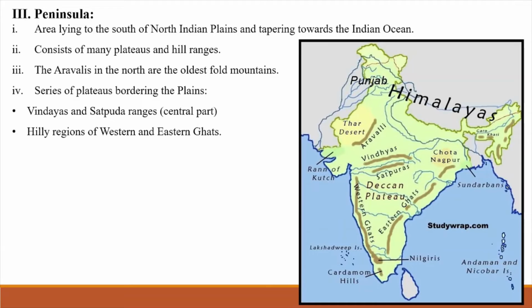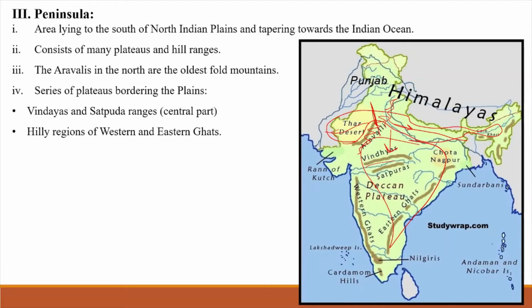It lies to the south of the northern plains. This is our northern plains. This is your eastern part where the slope is eastwards, and this is your western part where the slope is westwards. Here you have your Aravalli ranges dividing this North Indian plains. Now, to the south of this, over here we have our peninsula region. It consists mainly of plateau and hilly ranges.